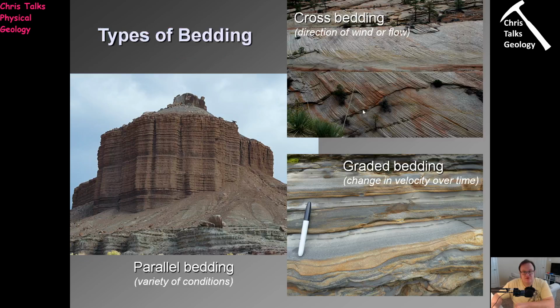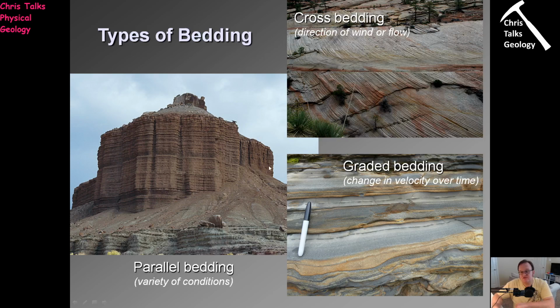So in terms of bedding, we've already looked at parallel bedding, and we know that parallel bedding forms in a variety of conditions. We've got beds, we've got laminations, some of them form in high energy environments, some of them form in low energy environments. So parallel bedding can form over a range of different environments.